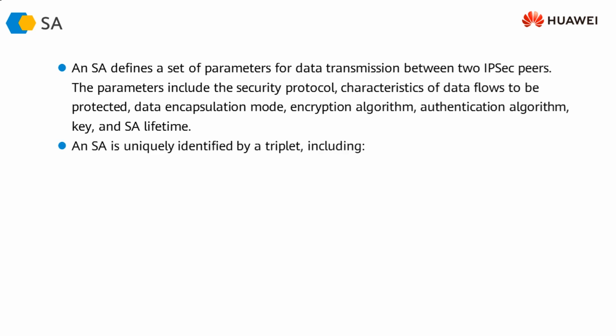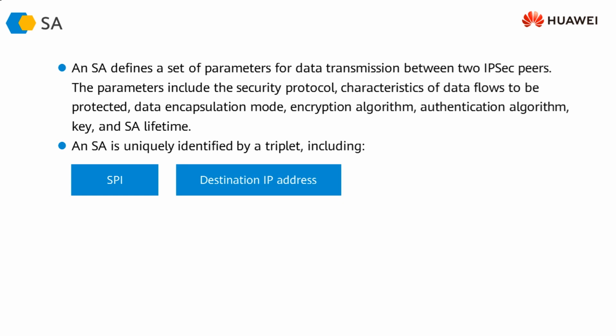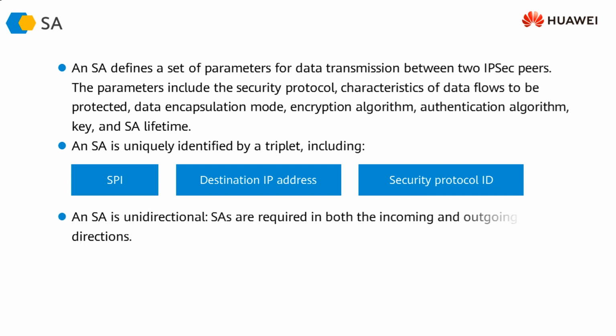An SA is uniquely defined by a triplet including the SPI, Security Parameters Index, which we saw in the header of the IPSec protocols, either AH or ESP, then the destination IP address and the security protocol ID. These three values uniquely identify any security association.